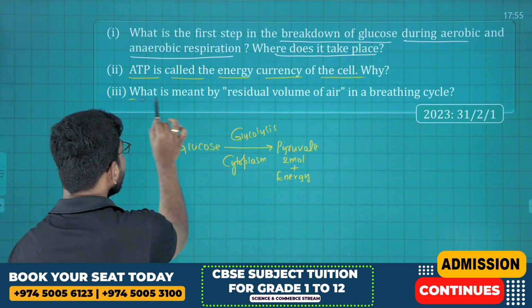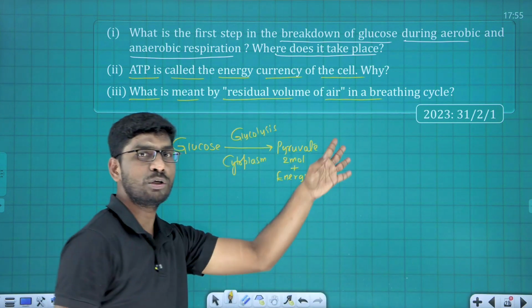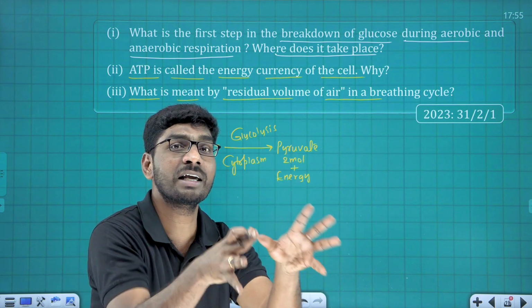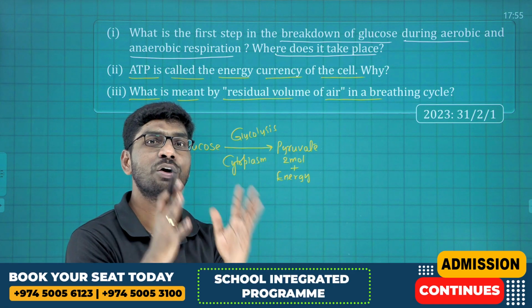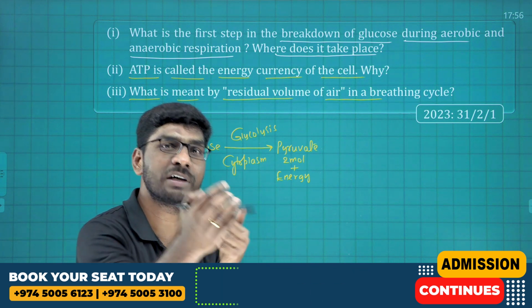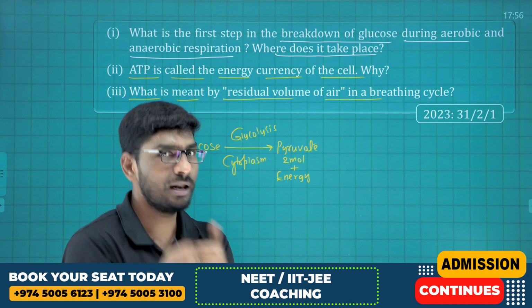Next, what is meant by residual volume of air in the breathing cycle? I told you, the amount of air which remains in the lung even after forceful expiration is called residual volume. This volume gives time for the exchange of gases, oxygen, in the lung.